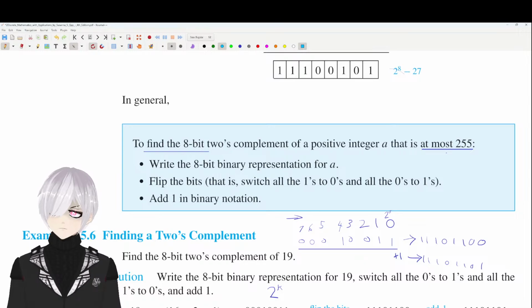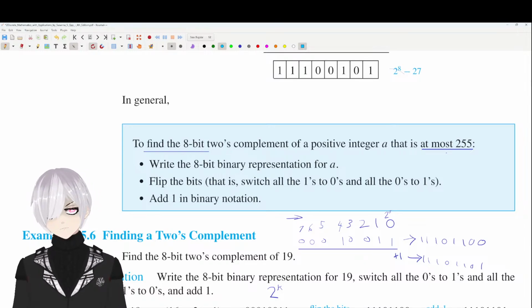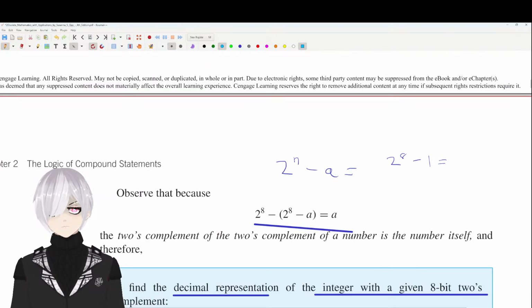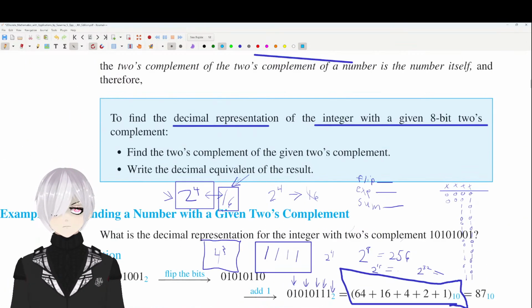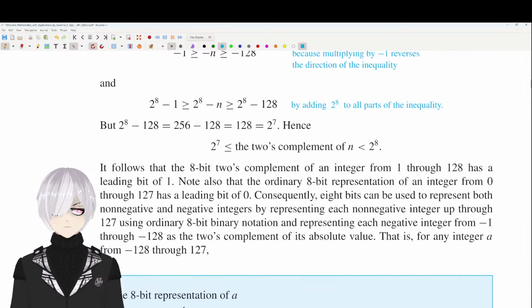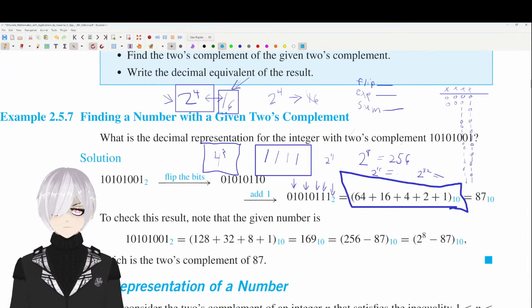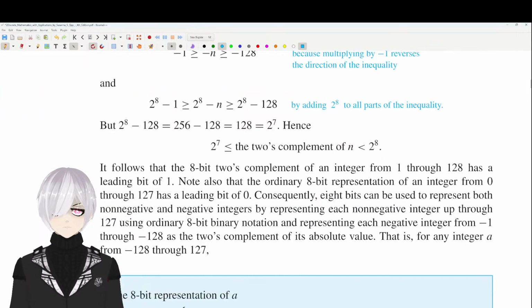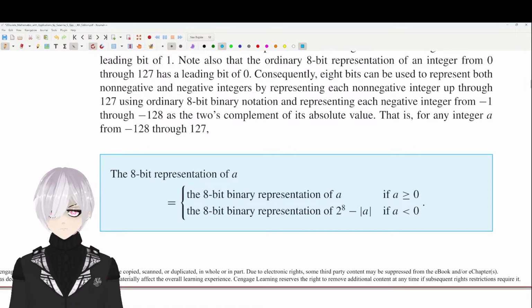Looking at page 86, actually we can go to 87. Or sorry, 80. Actually, let's do the bottom of 86. Just to simplify, we're going to suppose that we're working with 8 bits. So we're interested in all the numbers we're going to be using 8 bits to represent.